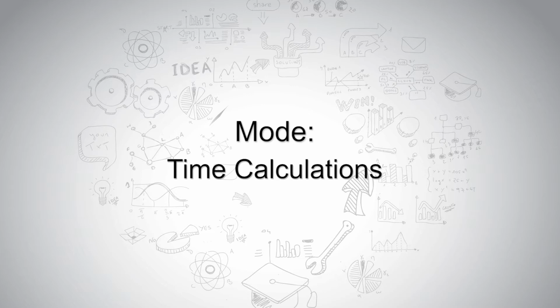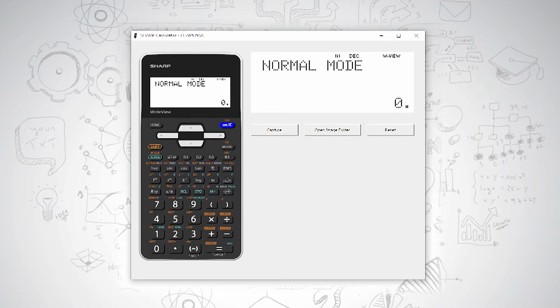Time calculations. On your Sharp EL-W535SA, there are several ways that you can use it to do time calculations. The first example is when you're doing a speed distance time question. So if, for example, you are traveling to Cape Town, it's 1,500 kilometers away, you do an average speed of 116 kilometers per hour, how long does it take you to get there?